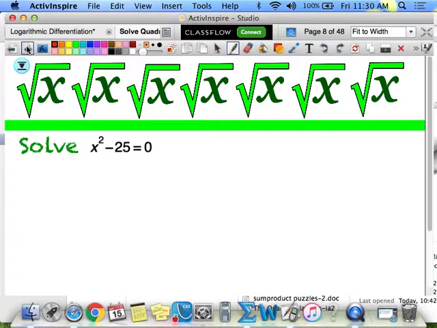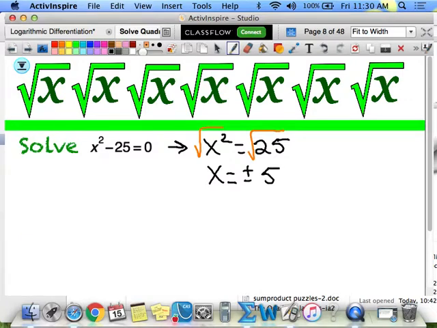Okay. So I'm going to rewrite this problem as x squared equals a positive 25. Do I have the x squared piece by itself? So how do I get rid of the square? Square root. And now we know that the square root of 25 is not just 5, it's what?